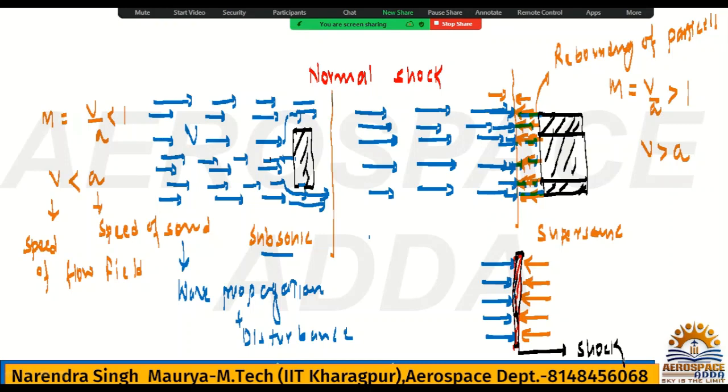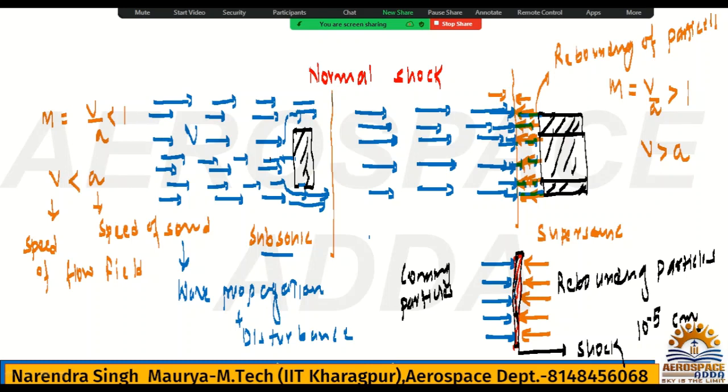If the shock is formed normal to the flow field, it will be called a normal shock. If it is formed at a different angle, then it is called an oblique shock. These are the rebounding particles, and these are the coming particles, and this is the colliding zone. The particles are colliding here in the shock, which has a thickness of about 10 power minus 5 centimeter. In this region there is a drastic variation of thermodynamic properties like pressure, temperature, density, everything will change. This is the case for supersonic flow.